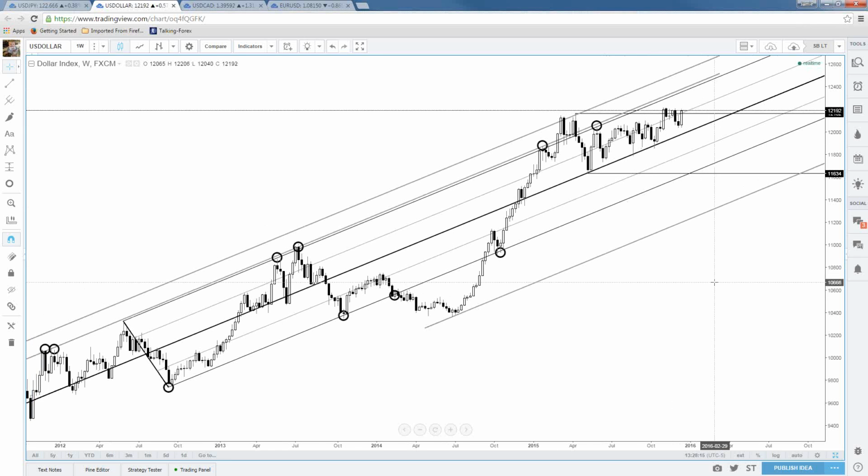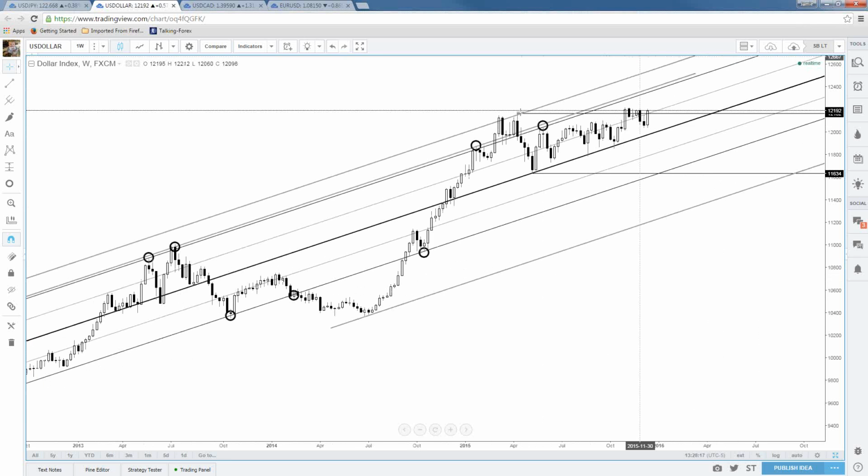So, there's really very little for me to say at this point about this, other than know that resistance is higher, and know that support is down here and we never got to it. So I would respect the potential for a run up towards these levels. It's really all I have to say about that.